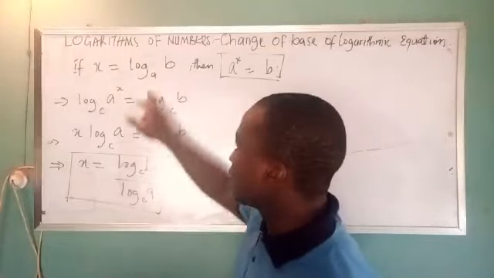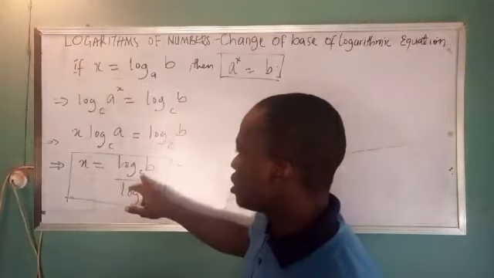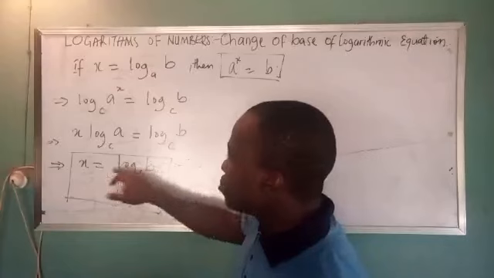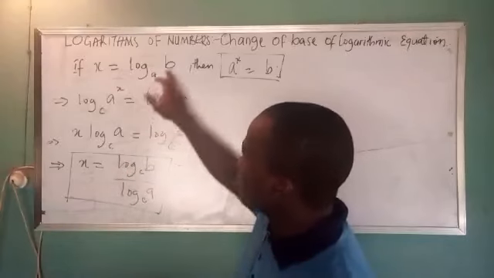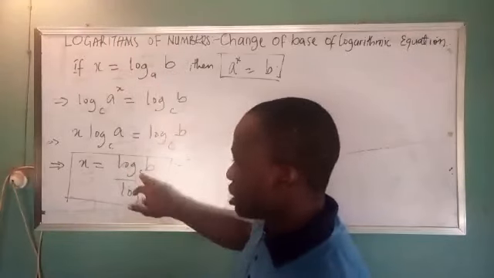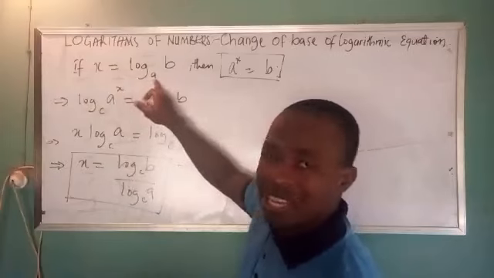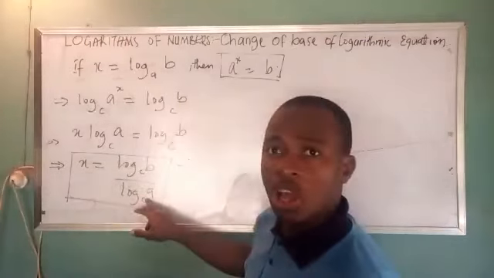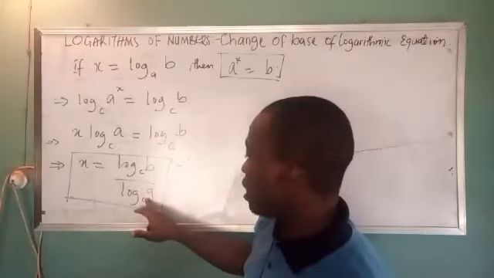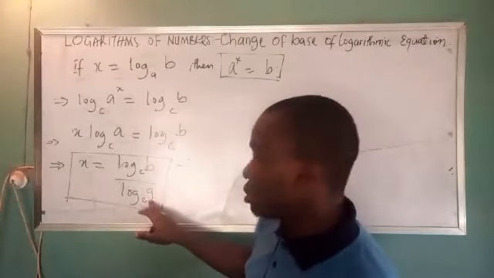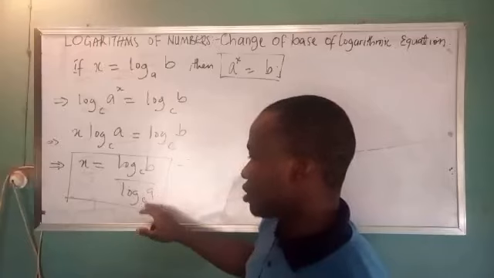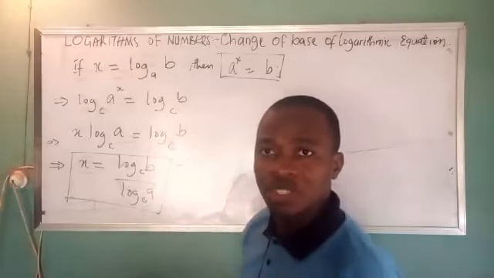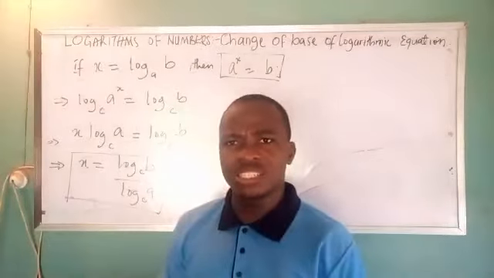Because we want to change this base from A to C. You can see that in the numerator you have log B to base C, and this base will now turn to log number, that is, it returns to log A, which means log A to base C. You can see, you just interchange. Just look at it, you will see that it is very simple.